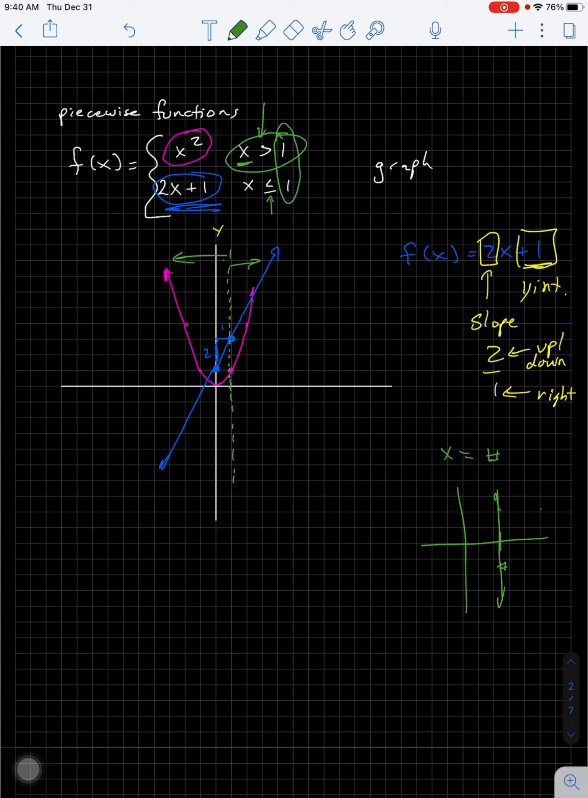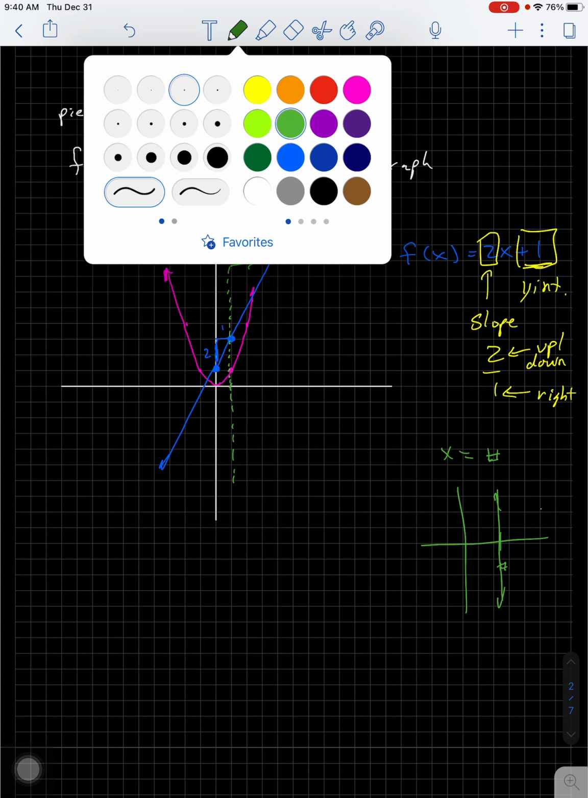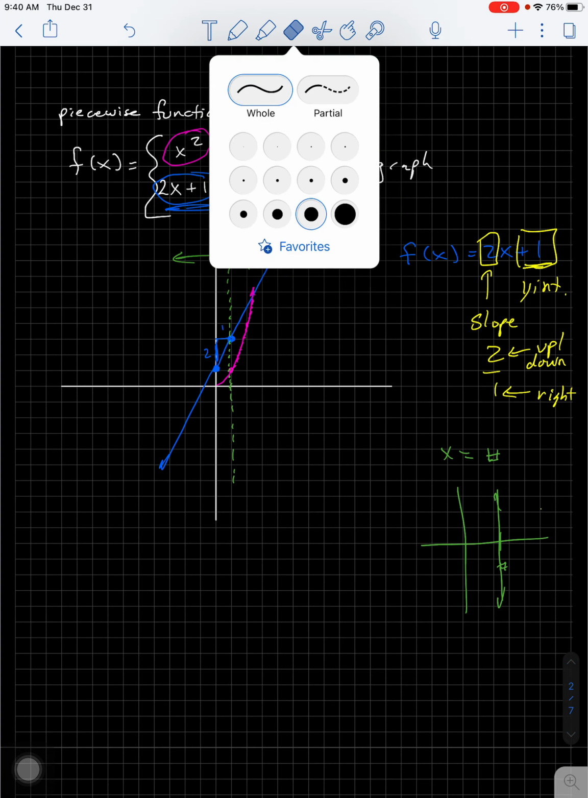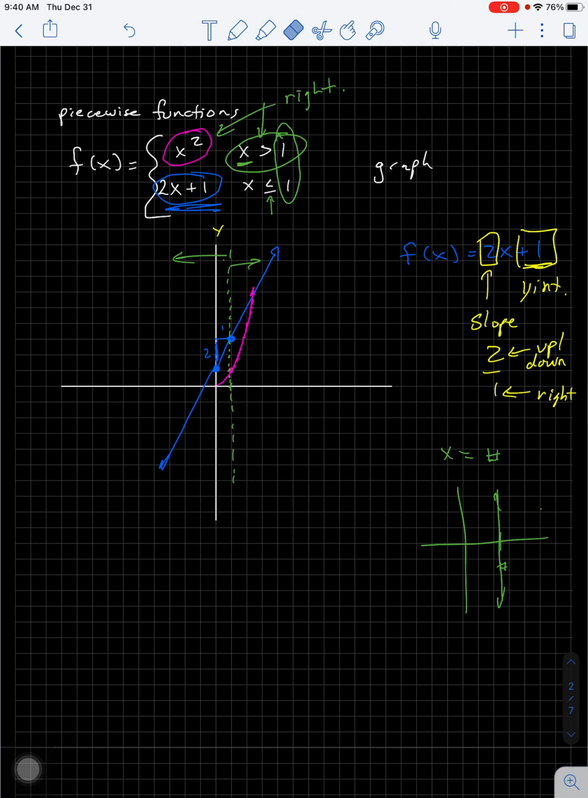And these inequalities tell me, am I looking at the left or the right? So let's look at this one. This says x is bigger than 1. Bigger numbers are to the right. So that means that I want the pink graph on the right side of the line. So if the pink graph is on the right side of the line, what I do is I go in and I erase the left side of the pink graph.